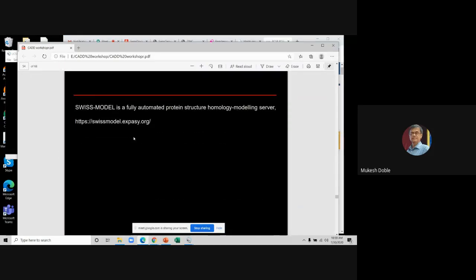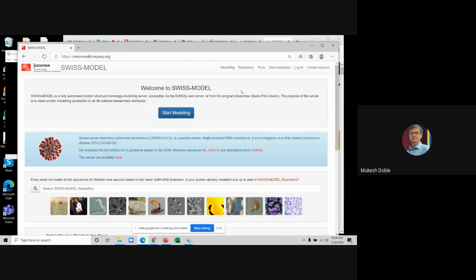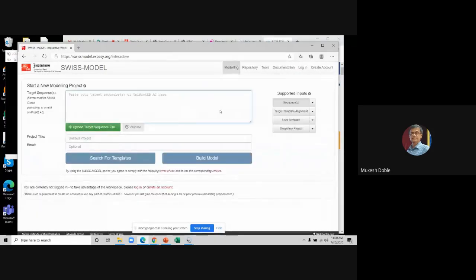Okay, this model combines both the UniProt part as well as the homology modeling, getting the target protein. So say start modeling. Here we can give the protein sequence. Then we'll say search for templates. Once it is identified, we'll build the model. Okay, we'll see that.